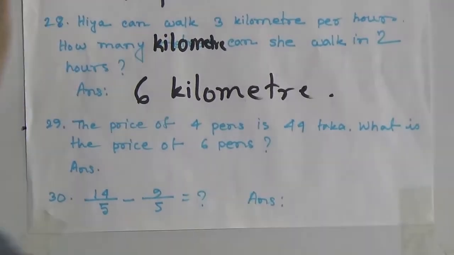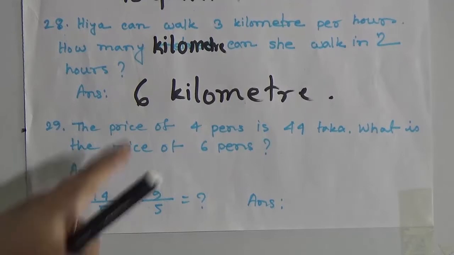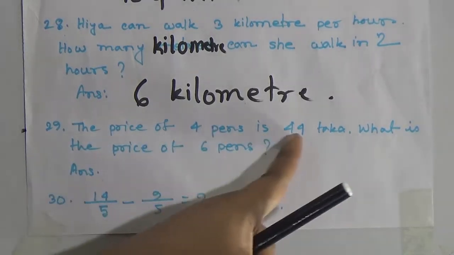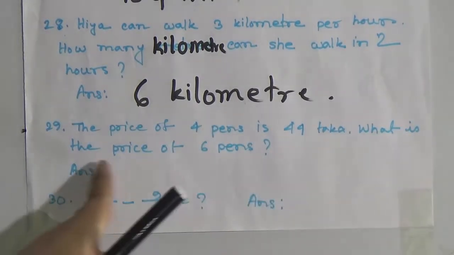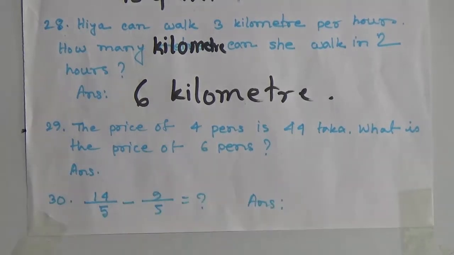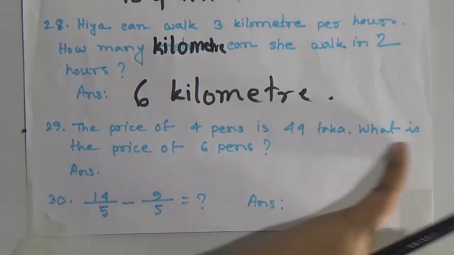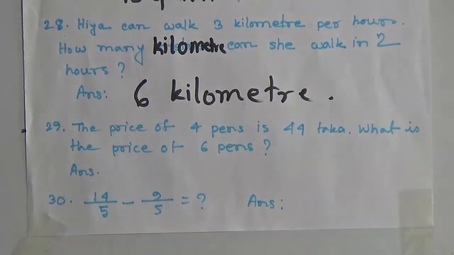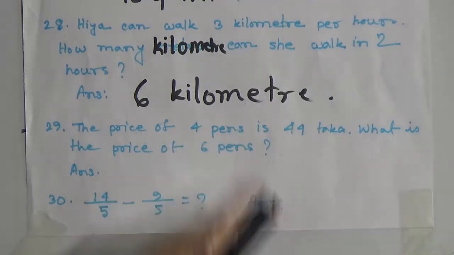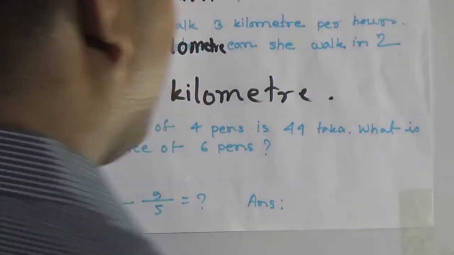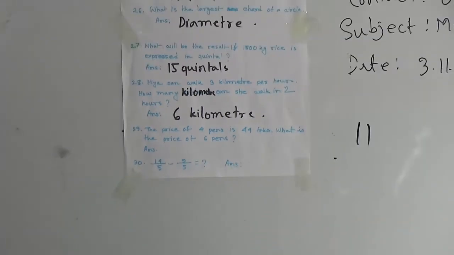Okay. Next, 29 number question. The price of 4 pens is 44 taka. What is the price of 6 pens? I repeat, price of 4 pens is 44 taka. What is the price of 6 pens? So at first we find out the price of 1 pen. We divide this 44 by 4 and we get 11. 11 is the price of 1 pen.